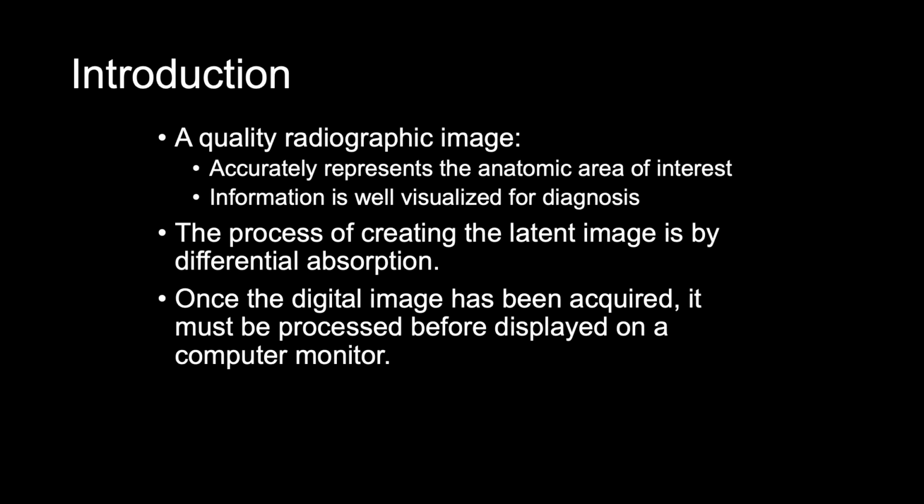Image quality and characteristics. This is chapter 9 from the Johnston and Faber book, Essentials of Radiographic Physics and Imaging. A quality radiographic image must have two things. It needs to show the anatomic area of interest for that exam, and it also needs to have information that is well visualized for diagnosis.